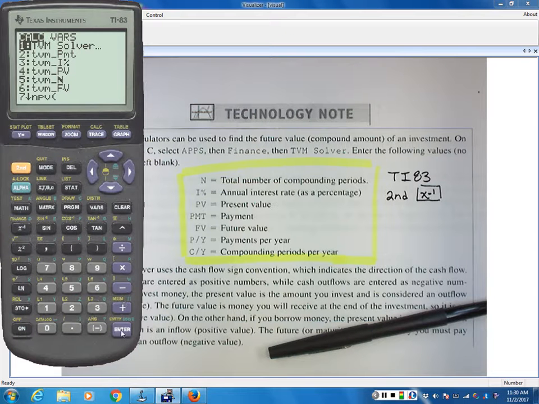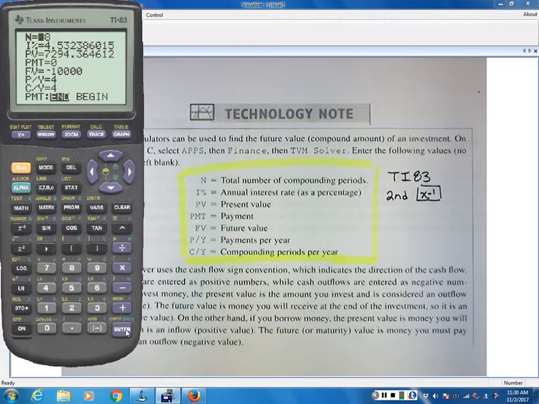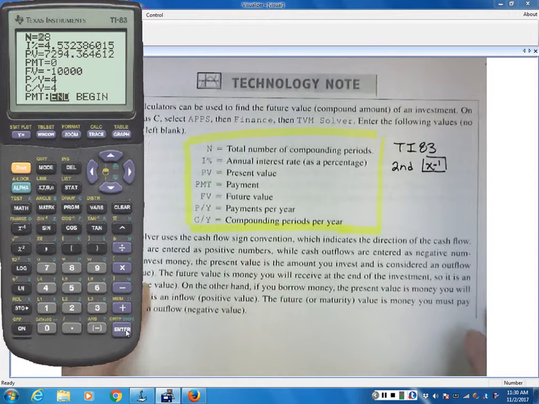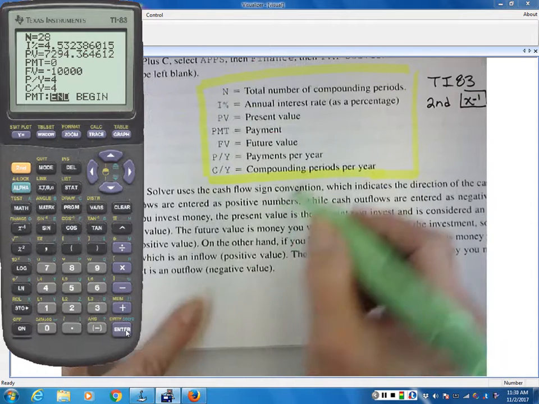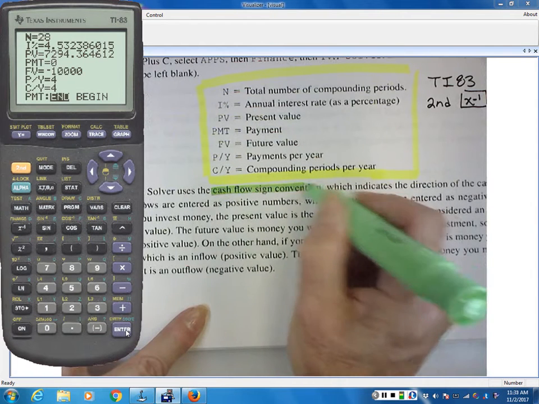Okay, once we find the TVM solver, and we're going to use actually a couple of other options on this, but that's the main one. We're going to go to the TVM solver and press enter. Now the thing to keep in mind here, and this is the only hitch to being able to use this: you have to know when you need to do certain things. The TVM solver uses something called cash flow sign convention.